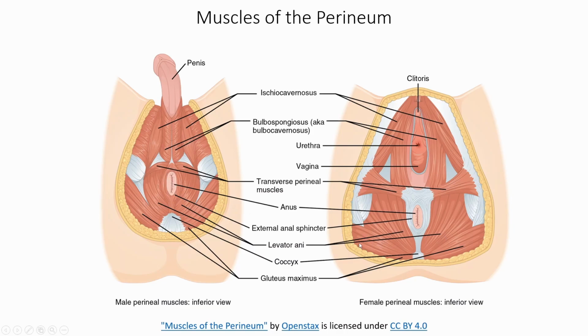The levator ani, which is again surrounding that. And then back here, that's where we see the tailbone. And the gluteus maximus, which is going to be the biggest muscle, the largest one we see making up the buttocks.